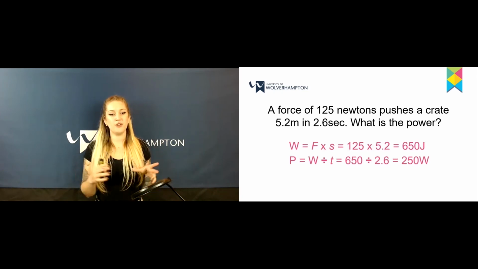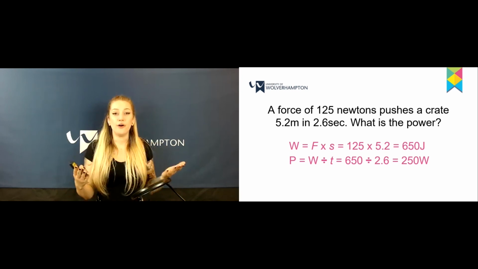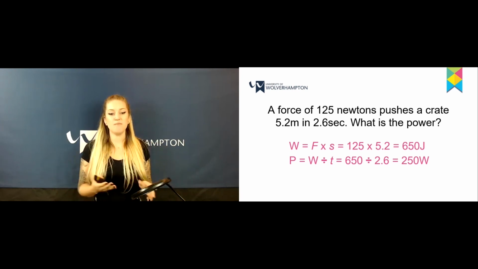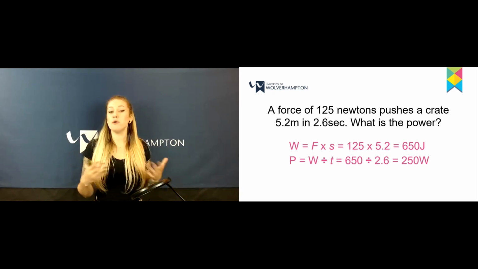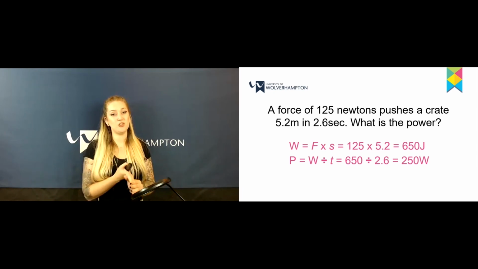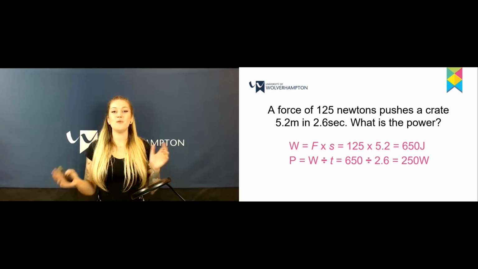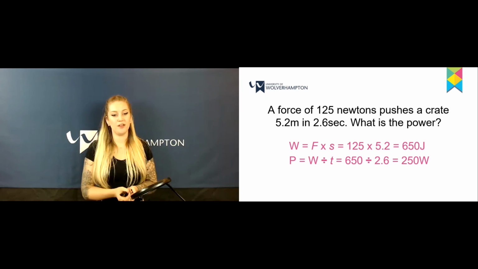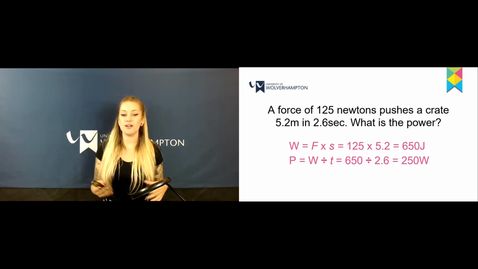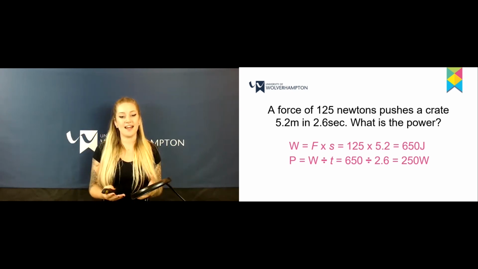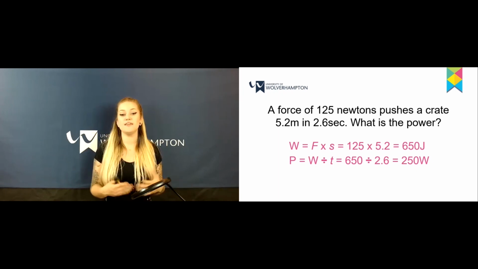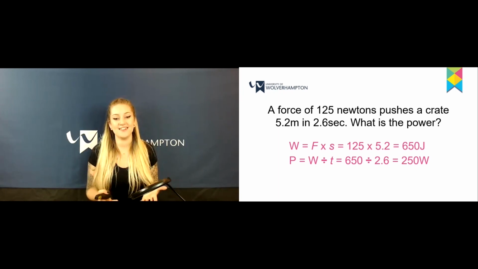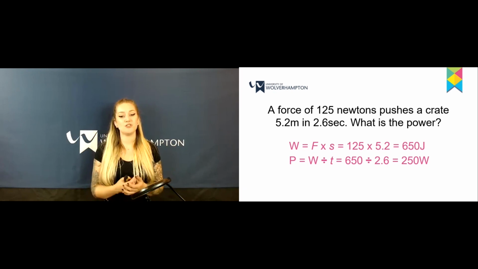First of all, we need to work out the work being done. And remember, we do this with the following equation, and the output of the work is 650 joules. Now that we have the work output, we can use that to find the power. Again, the power is the work divided by the time. So in this case, it's 650 joules divided by 2.6 seconds, which gives us a power of 250 watts.